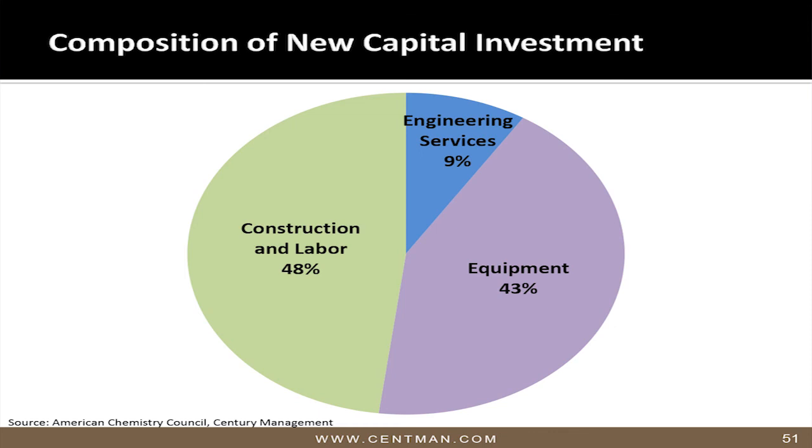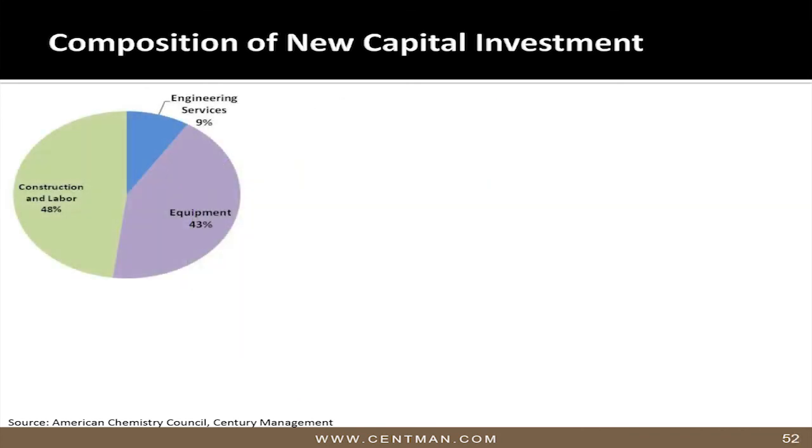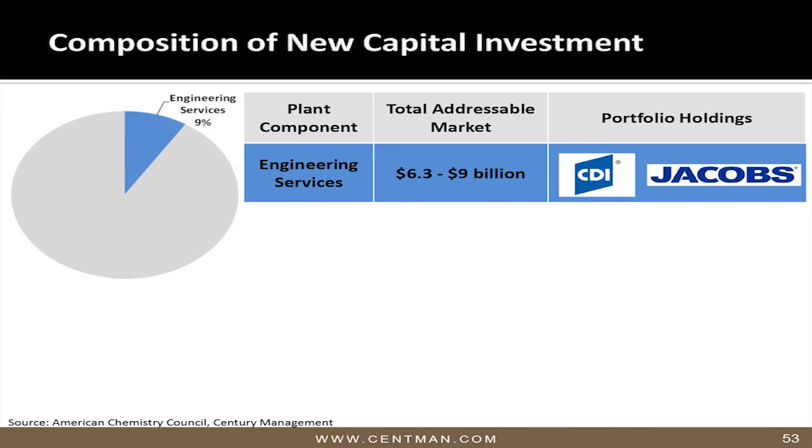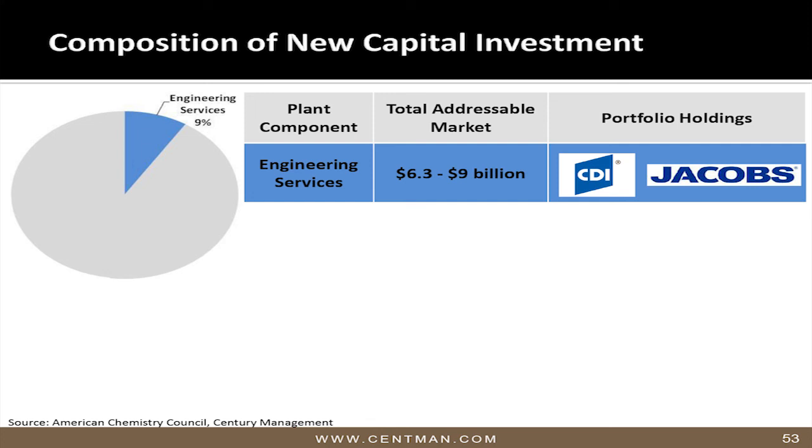Here we take a look at an overall chemical plant and where that $70 to $100 billion is going to be spent. 9% is in the engineering services, 43% is spent in the equipment, and 48% is spent in the construction materials and the labor. Breaking it down further, that 9% in the engineering services will result in an additional $6 to $9 billion of revenues over the next several years just due to the chemical build-out. Now, these companies also will benefit from the paper mills, the rubber mills, the steel plants, but just to the chemical industry, it's $6 to $9 billion of additional spending. Companies that we have that will benefit from that are Jacobs Engineering and CDI. We bought them both several years ago.